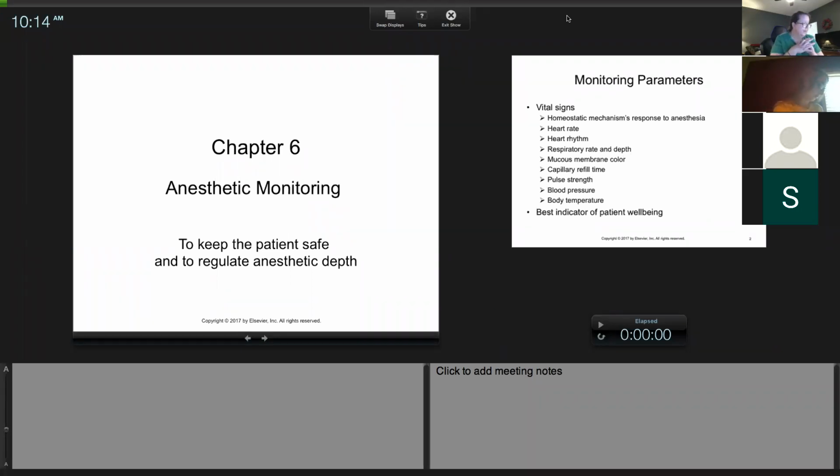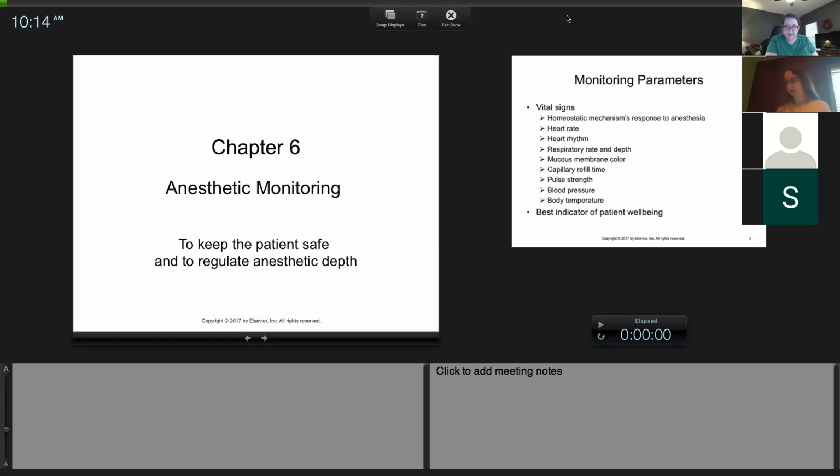And then pupillary is looking at the pupil of the eye. If you shine a light, they should constrict. That is an assessment of brain function. In a way, you're assessing all of the nervous system.